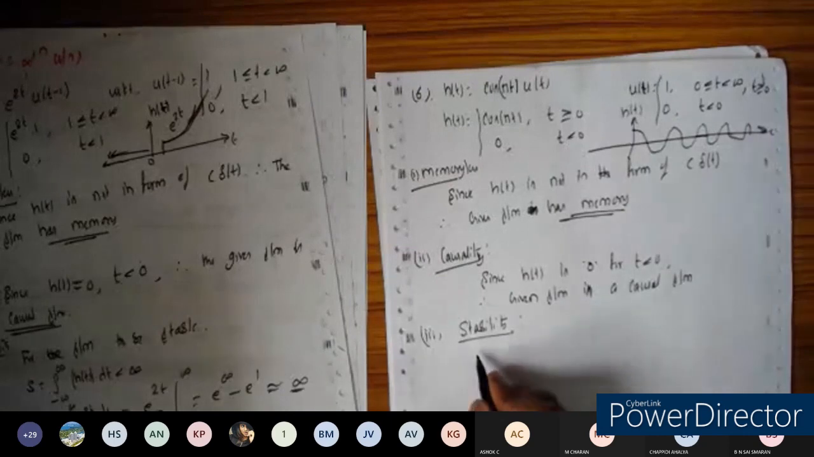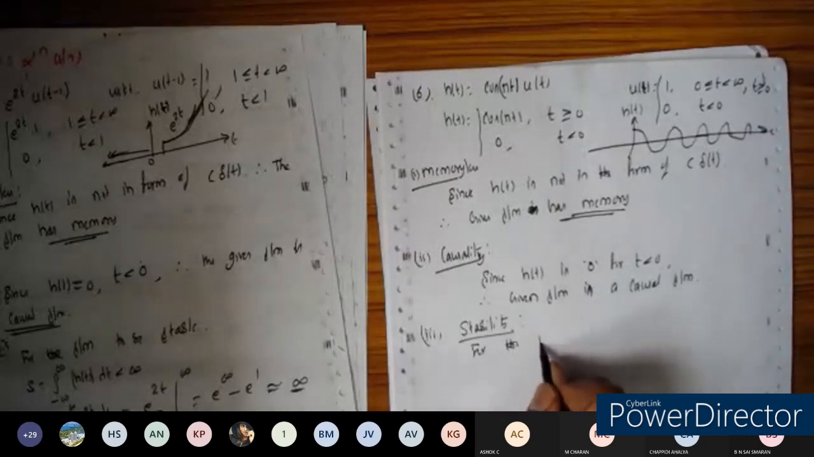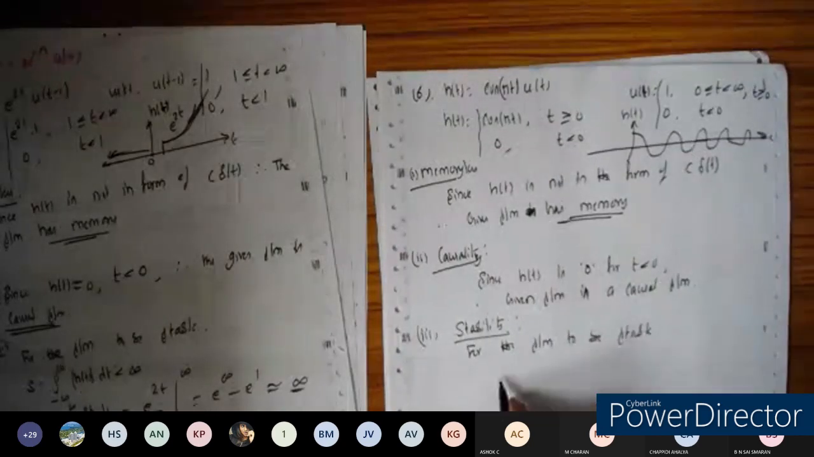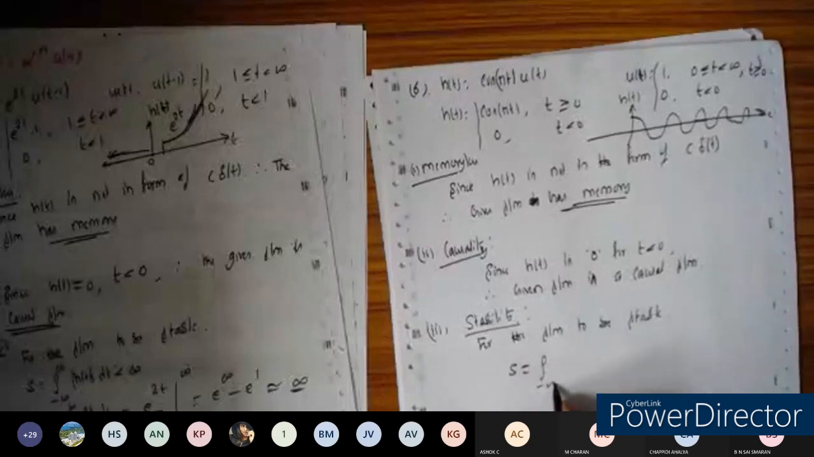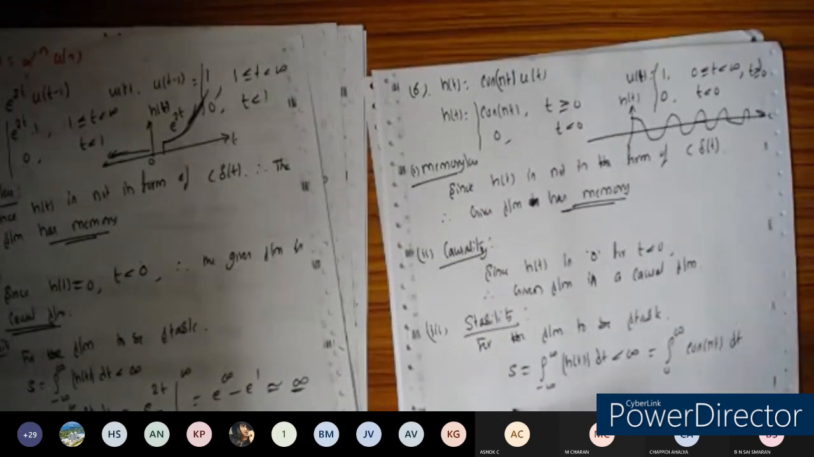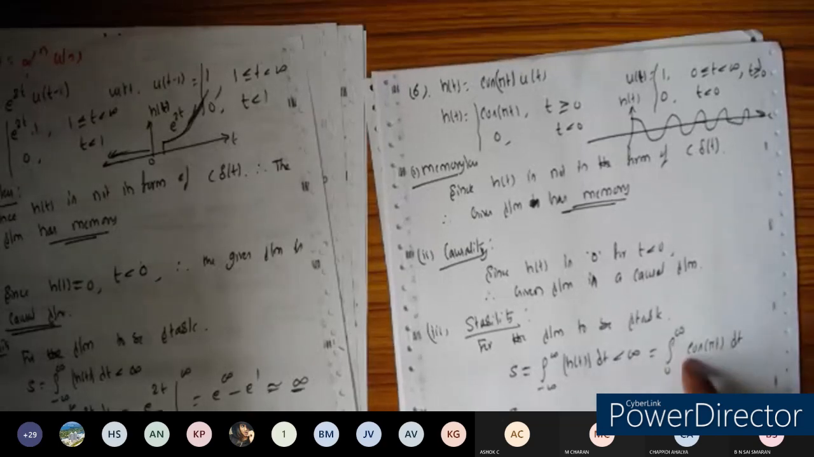For the system to be stable, the condition is that S, the integral from minus infinity to plus infinity of the magnitude of h of t dt, should be less than infinity. Since the cos pi t is defined from 0 to infinity, it is cos pi t dt. It is not absolutely summable here. The condition for stability is that it should be absolutely summable.